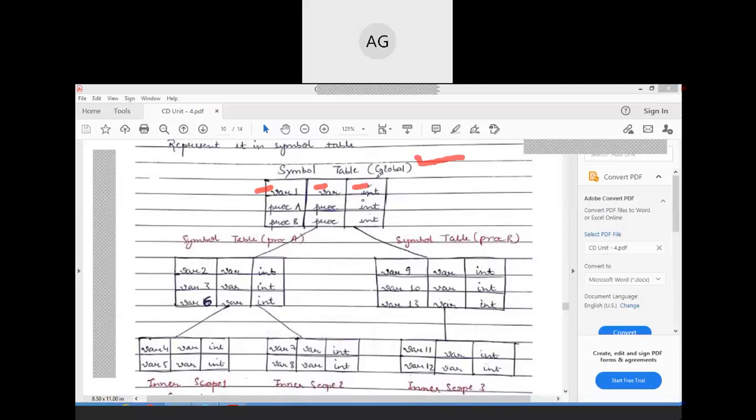In the same way, in the global table we have variable 1, then procedure A and procedure B. And the second table contains only the symbol table for procedure A, in which we are going to store the values which are local to procedure A.